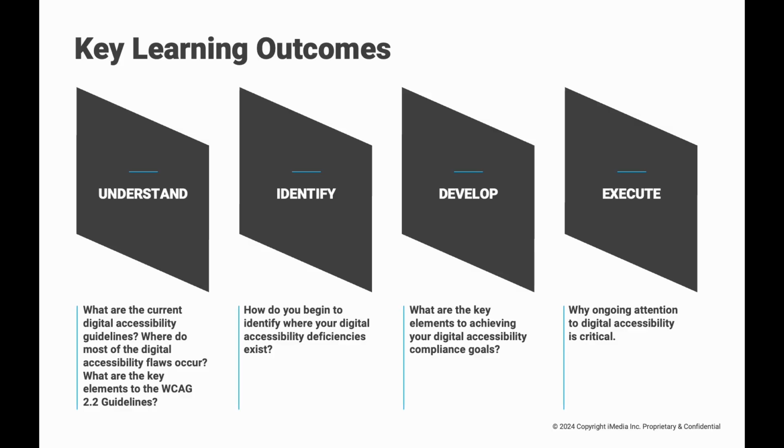Today's learning objectives are to help you understand, identify, develop, and execute your accessibility plan. By understanding your plan, you're going to understand the guidelines as set forth by the DOJ. You're going to understand how you can identify where to begin developing your plan. And once you've begun that process, you're going to set forth on developing the key elements to achieving accessibility. And the execution piece, you're going to continually execute so you can remain compliant throughout the course of your digital website experience.